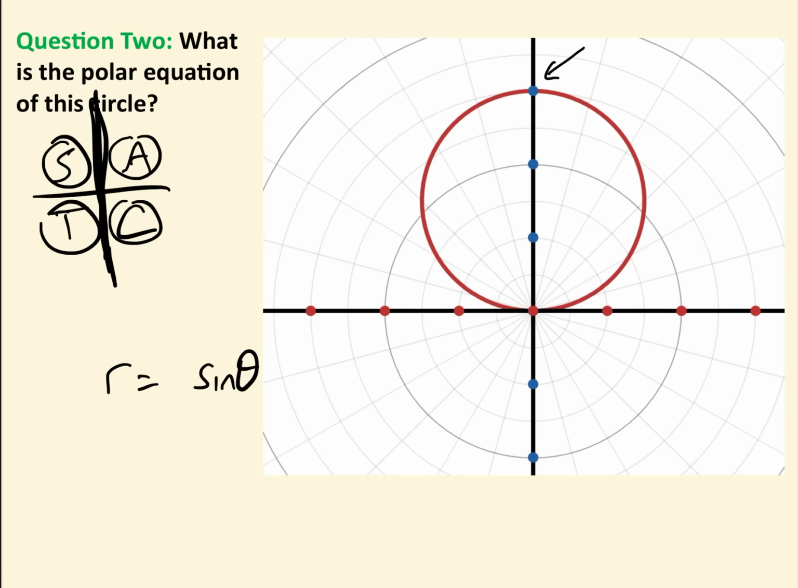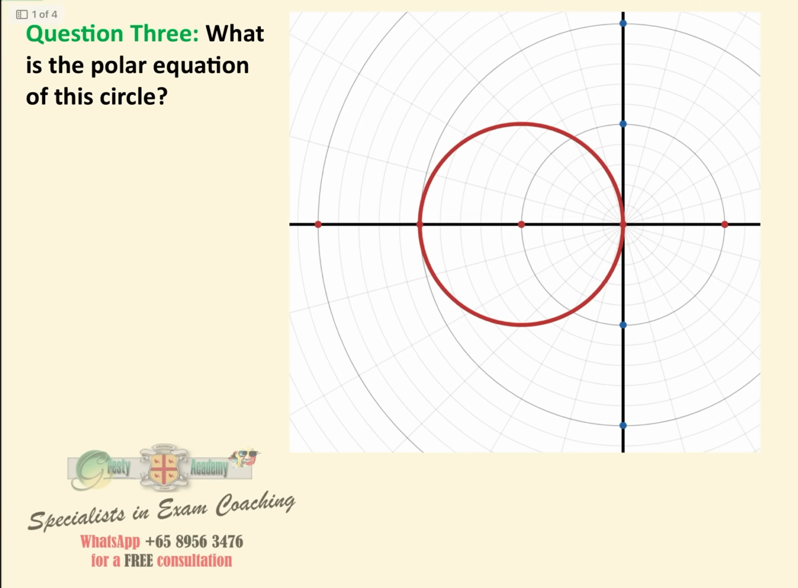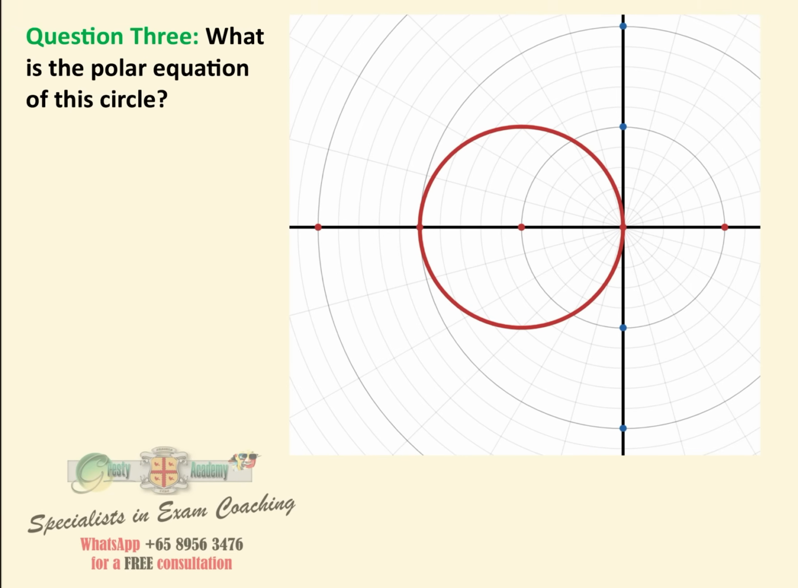And all we need to do now is look at 1, 2, 3. So it's 3 high, and therefore r is equal to 3 sine theta, and that is the equation of our second one. Let's have a look at question 3. They get a bit harder. Question number 3. What is the polar equation of this circle?